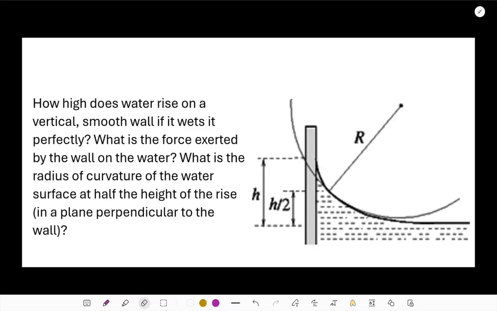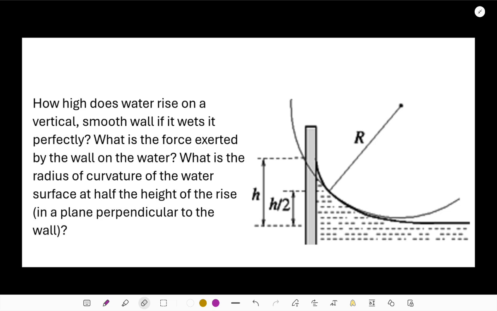Welcome. We have a new problem on the screen, so let's try to read the statement of the problem. The statement is: how high does the water rise on a vertical, smooth wall? Of course, when it gets in contact with the wall, the wall is smooth.